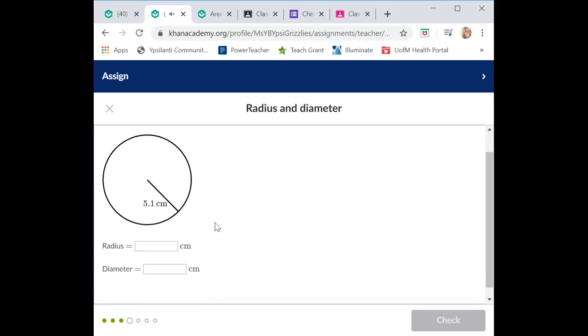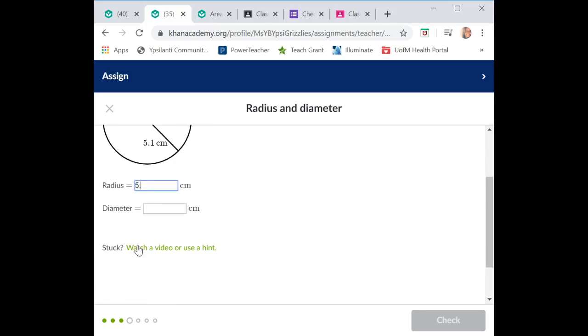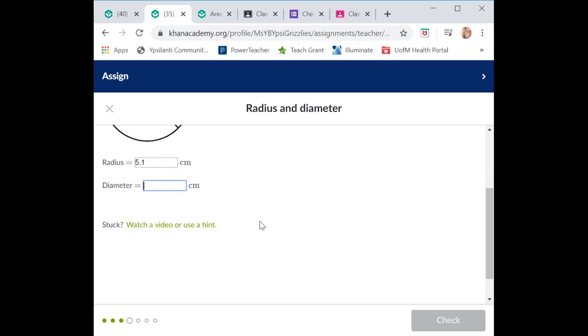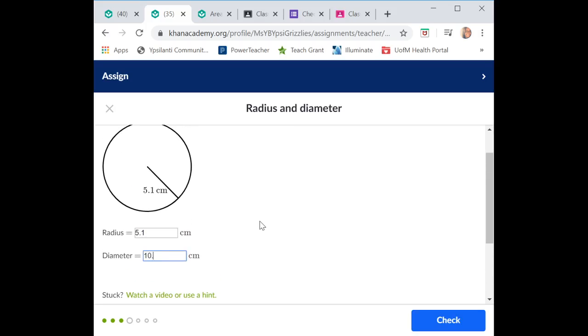So on this one, same thing. Now they're giving us the radius, right? So the radius is the distance from the center to one end. The diameter is the distance from end to end through the center. So the radius they give us, 5.1, and we're going to multiply it by 2 to find the diameter, 10.2.